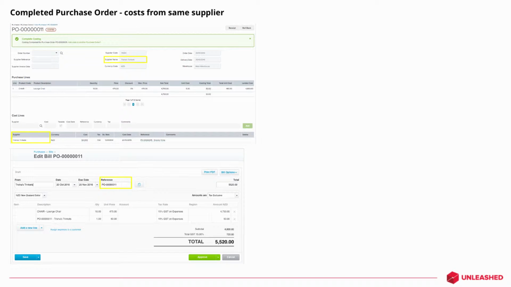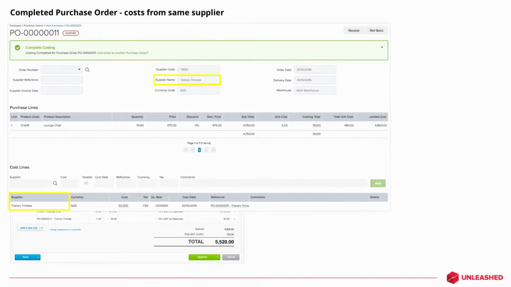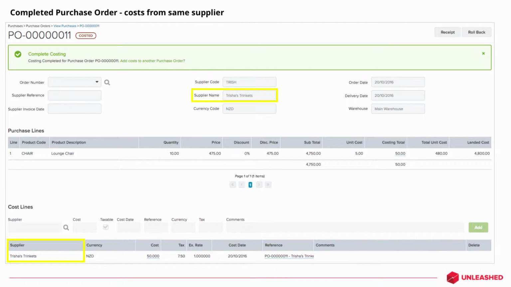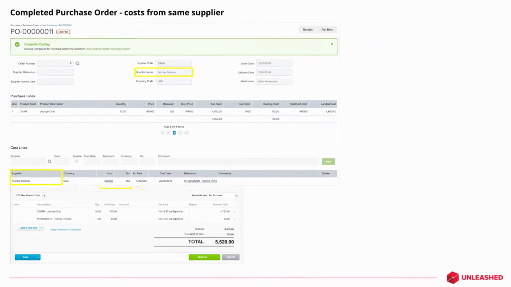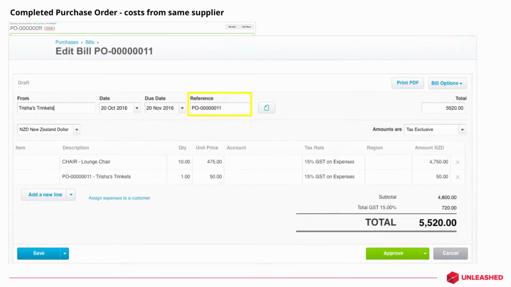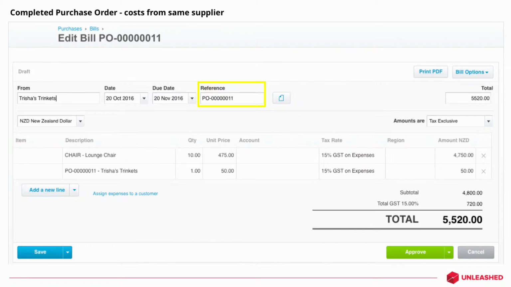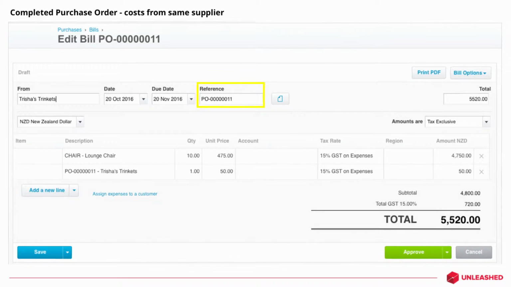The next scenario is for a completed purchase order, which includes costs for the same supplier as whom you purchased the products from. This will send a draft payable to Xero. So looking at purchase order 11 in Unleashed, we can see that we have Trisha's Trinkets as the supplier for the product line as well as the cost line. So then looking at the payable in Xero, we can see that there is a payable for Trisha's Trinkets for the product as well as the cost.